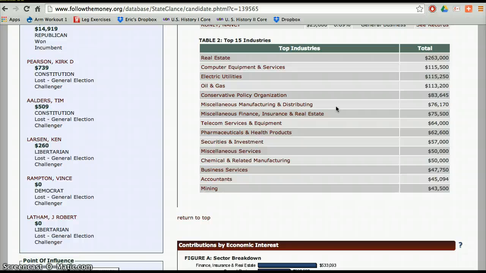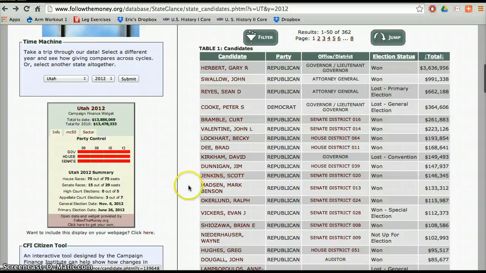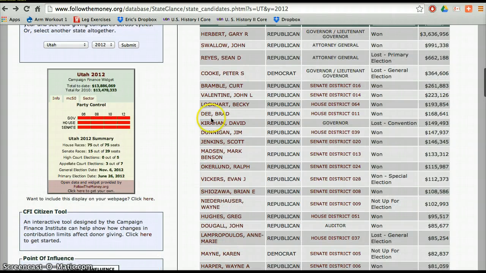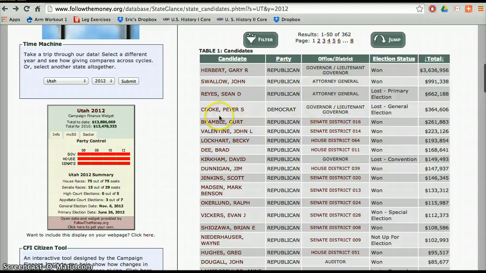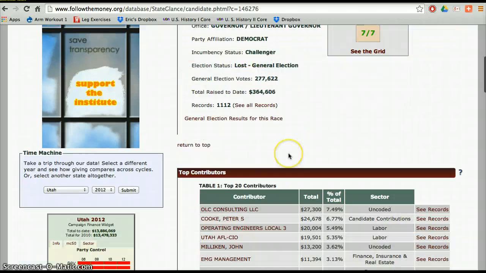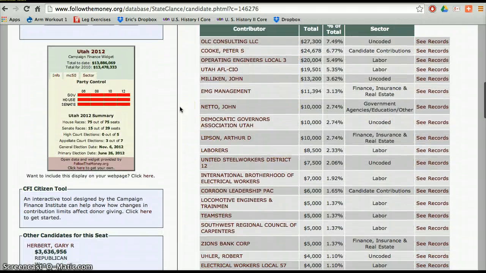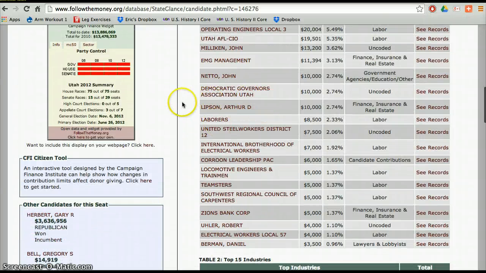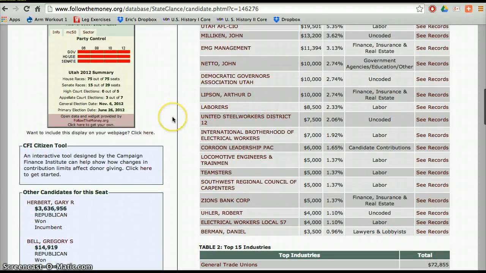And so you can look into that for a story and see, why are all of these kinds of businesses interested in him? And what does that mean for the state of Utah? And then you can also see the Democrat, here's the Democrat that lost to Gary Herbert, which was Peter Cook. And you can kind of see what his, so there he is at the top. And one thing that is interesting is that he has a lot of labor unions who were giving money to his campaign. So he was somebody who probably was going, his platform was probably to help unions in there. So that can be an issue.